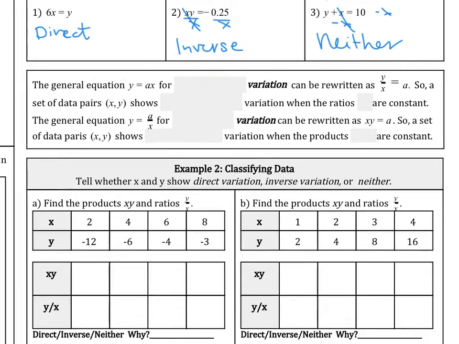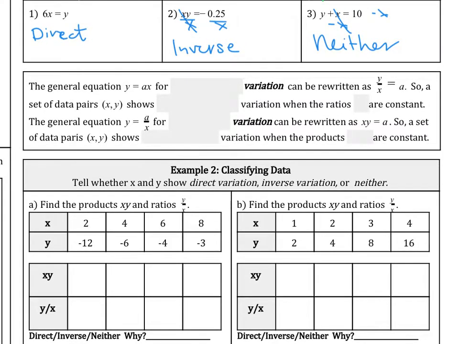So the general equation y equals a times x for direct variation can be rewritten as y over x equals a. So what we're doing in this case now for the next types of examples is we're going to be solving for a instead.